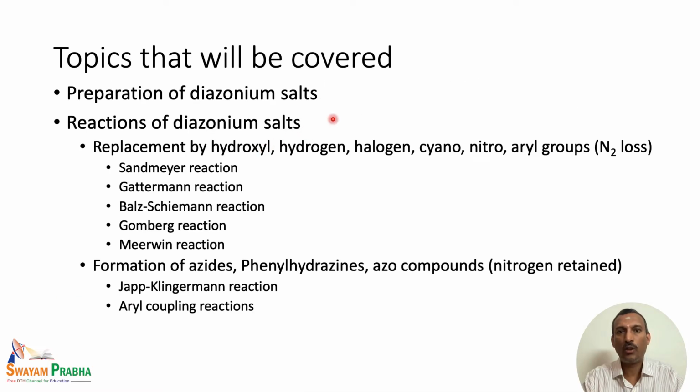Let us look at the topics that will be covered in this particular session. We are going to study about diazonium salts. So, the first one will be the preparation of diazonium salts. Then we will study about the various reactions of diazonium salts. We have two major categories, one in which the nitrogen is lost, another category where the nitrogen is retained.